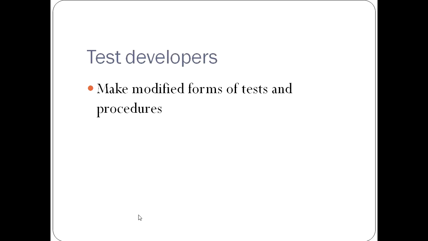with being offended. Now, test developers make modified forms of tests and procedures available to test users when needed. And this also includes not just when they have improved a test, but modified forms of tests for people with disabilities or people who need special accommodations, such as somebody who may be blind, who needs a reader to read the test out loud to them.